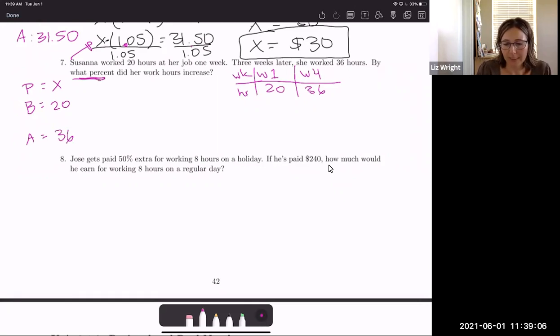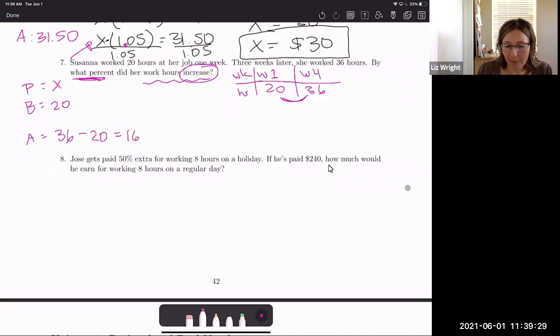Let's go back here. By what percent did her work hours increase? So it's asking for what was the increase in her hours. So what do we need to find between these two numbers? What was the percent of increase? Well, what is the increase? Her amount of hours increased by 16. So what we're actually doing here is finding the difference.